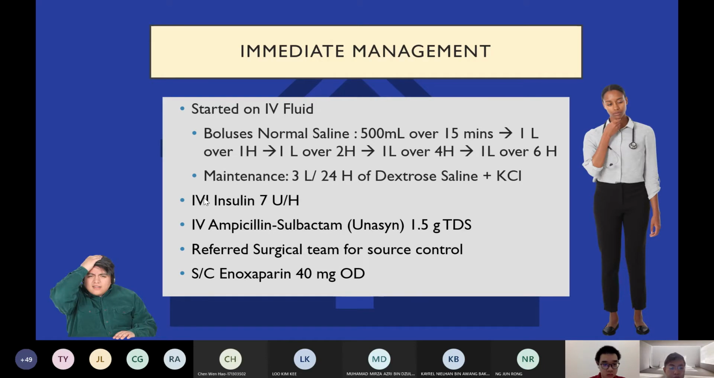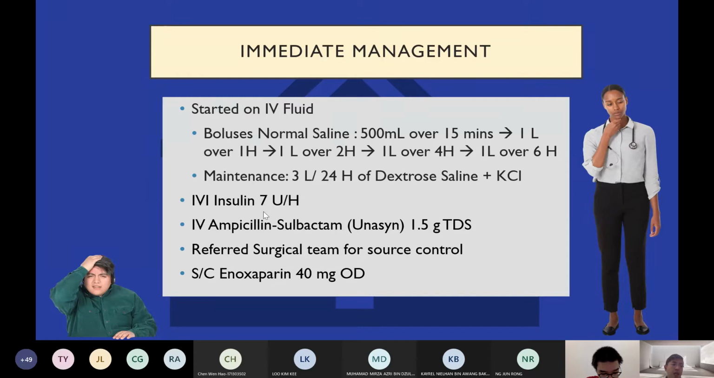So you will also start the patient on antibiotics for the infection. You chose Unasyn because it has good gram-negative coverage for a perianal infection. And you referred the surgical team for source control. It's very important. So an abscess sitting there, you need to drain it.